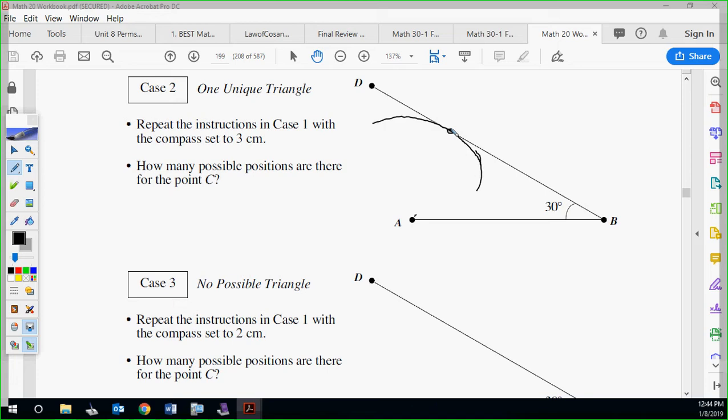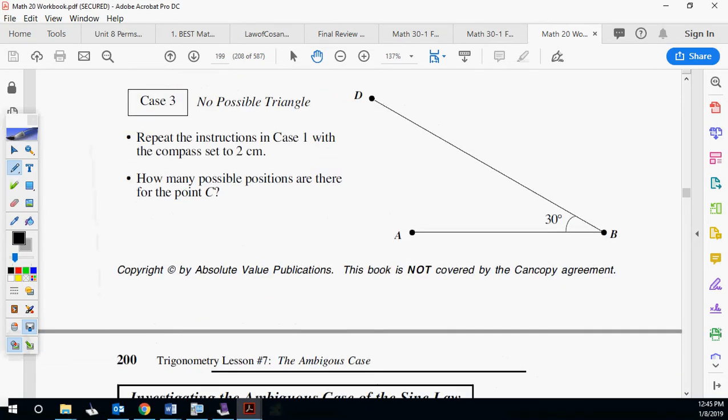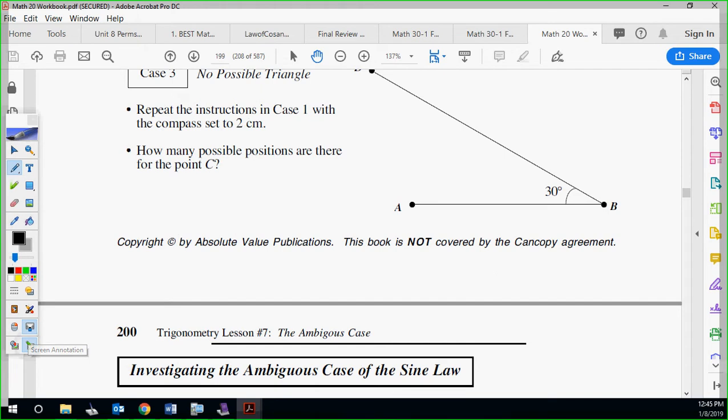Okay? And then if you set it to 2, what do you think? 0 solutions, correct. You set it to 2, it's here, and it goes like this and misses completely. So no solutions. We're used to that pattern, right? Discriminant 2, 1, 0. Same type of thing happens here. There's possibly 2 answers, 1 answer, or no answers.